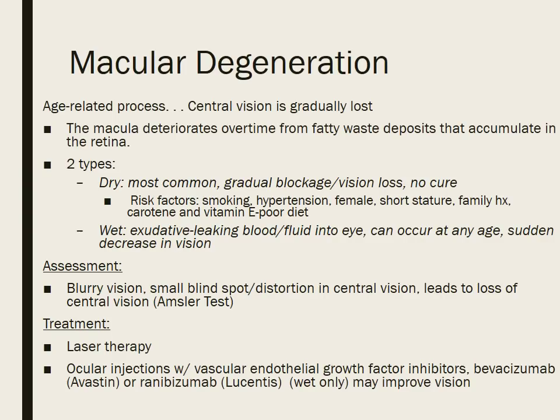Macular degeneration is the deterioration of the macula, or the area of central vision. And it can be related to aging. It's very common during aging. Or it can also be exudative or related to fluids. There are 2 types of age-related macular degeneration. The first is dry, and this is the most common type.